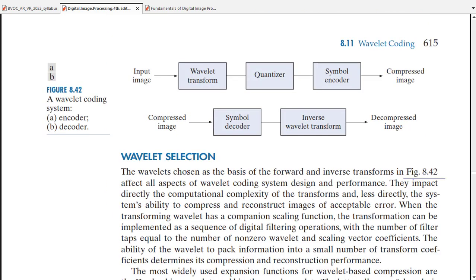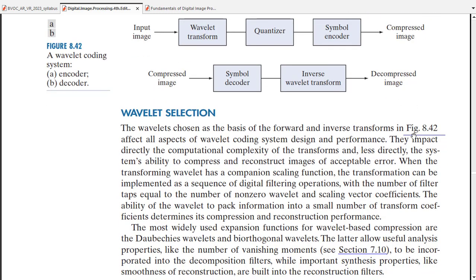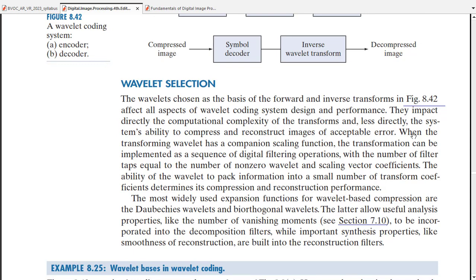steps. So in this wavelet coding, the transformation is: the input image, wavelet transformation, quantizer, symbol encoder. This is the compressed image, and after the compressed image it comes to the decoder, symbol decoder, and the inverse wavelet transformation. Again the decompressed image will be produced. So what is the main selection of wavelet information? Correspondingly the type of wavelet impacts directly the computational complexity of the transform, and less directly the system's ability to compress and reconstruct the images with acceptable error.